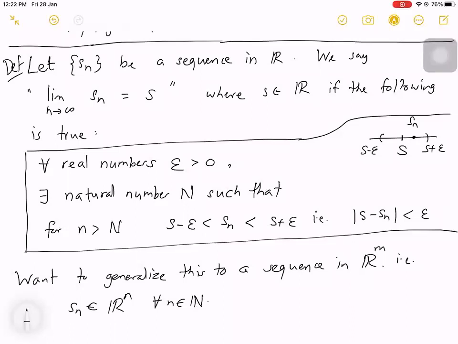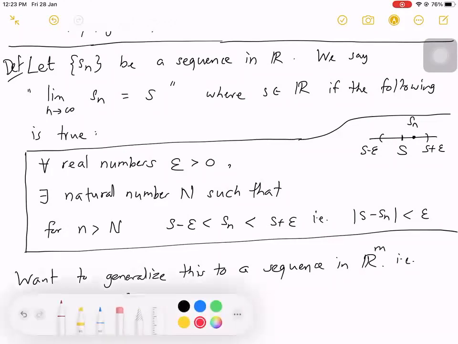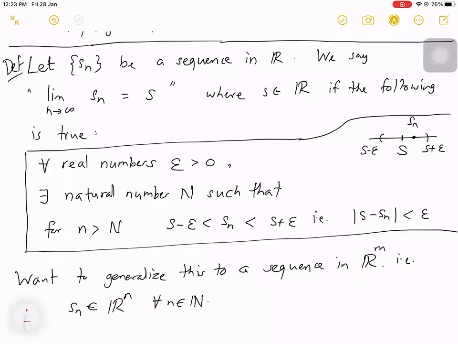So let's revisit this. I want to change this definition. So now I'm going to have the exact same setup. This is now a sequence in R^m. Let's see what other changes are required. Each one is a vector. Of course, if this sequence is going to converge, it is also going to converge to a vector in R^m if the following is true.